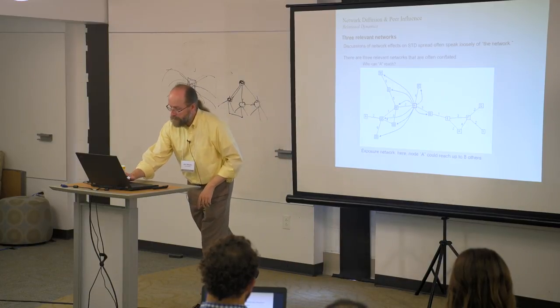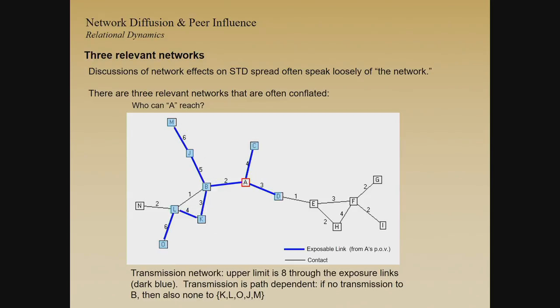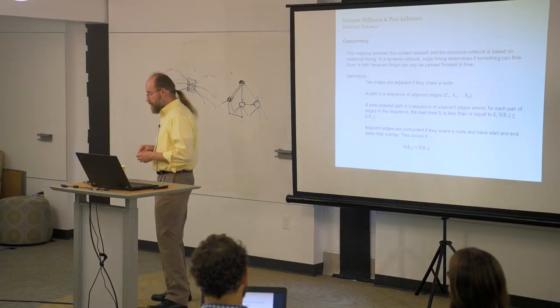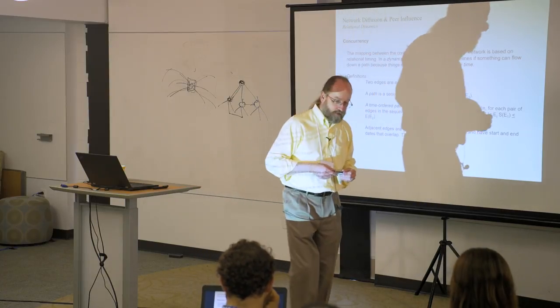And so the exposure network is defined as the subset of edges for which the unfolding in time makes it possible that if A were to spread something, it could reach them, right? Now from this egocentric standpoint, from where A is standing, there's a set of people that they could reach, right? Then there's a probability piece layered over that. And so that's the actual transmission graph. It's going to be the subset of those edges that get activated given any kind of probabilistic process on the network. And so this is a way of thinking about this notion that Martina Morris came up with called concurrency.